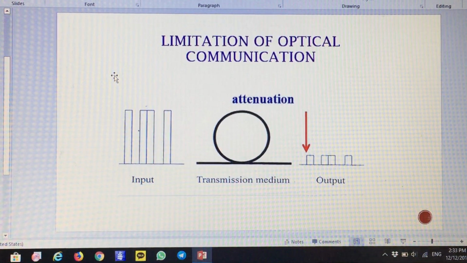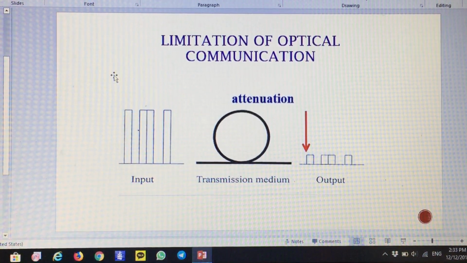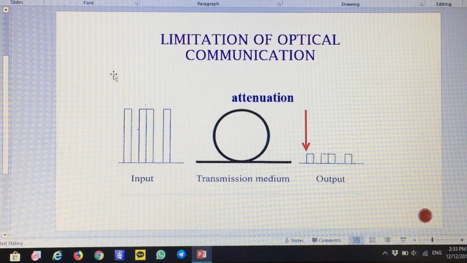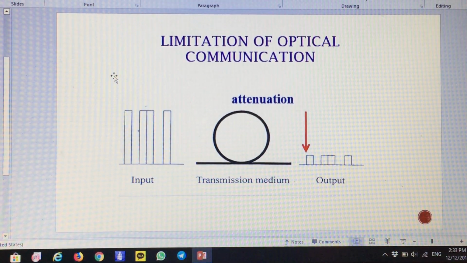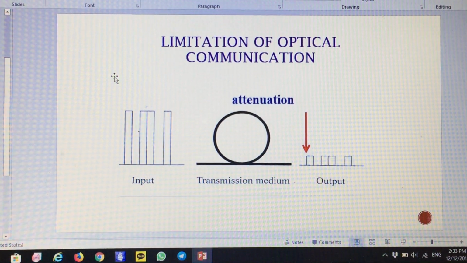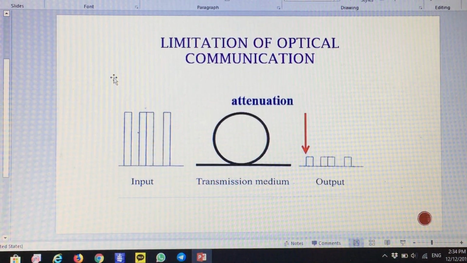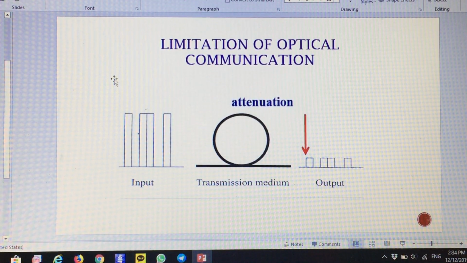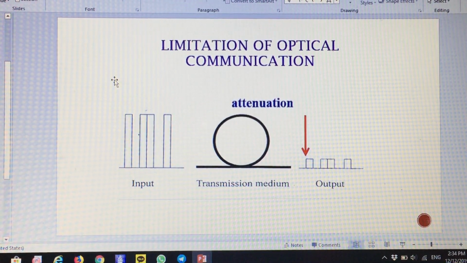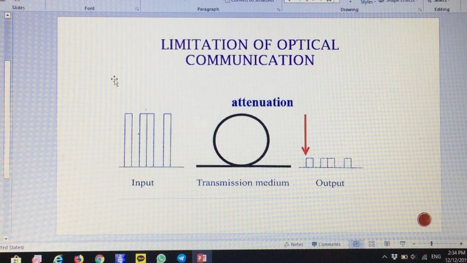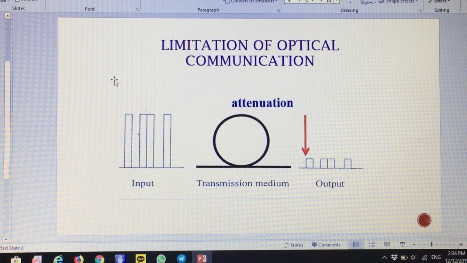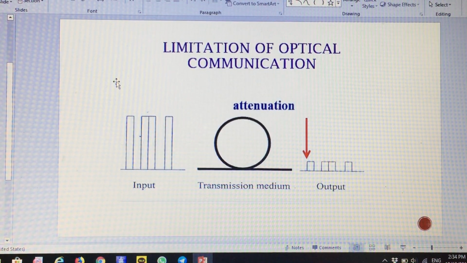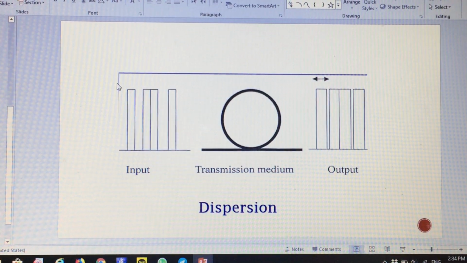For the third question, is there any limit in optical communication capacity and how can we overcome it? Yes, there is a limitation in optical communication, especially for line distance. We have attenuation and dispersion. But over the last decade, attenuation and dispersion of single-mode fiber and multi-mode fiber have been reduced. This is attenuation, as you can see, and this is dispersion.